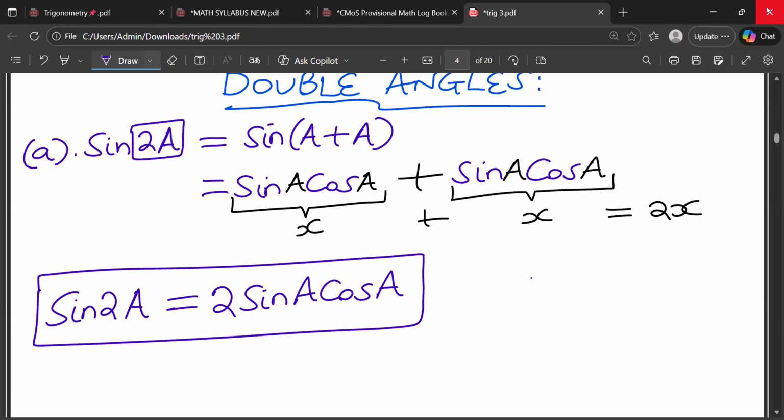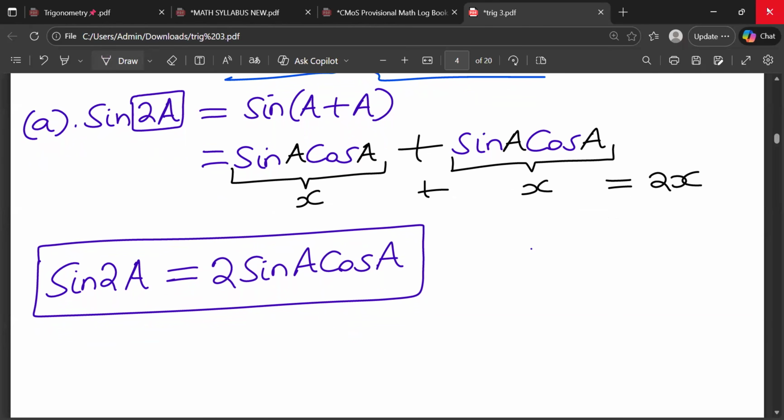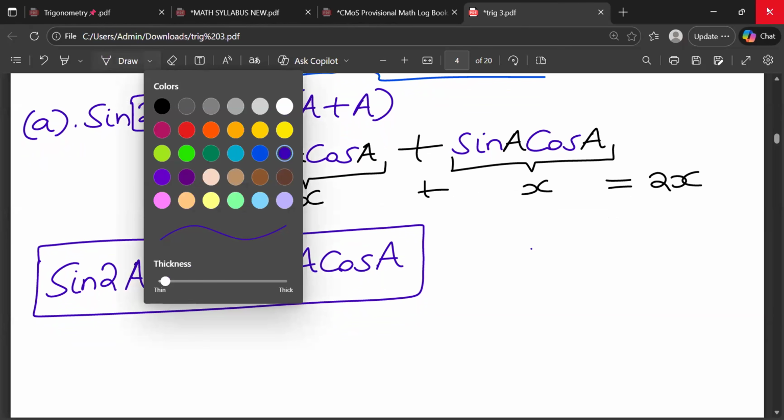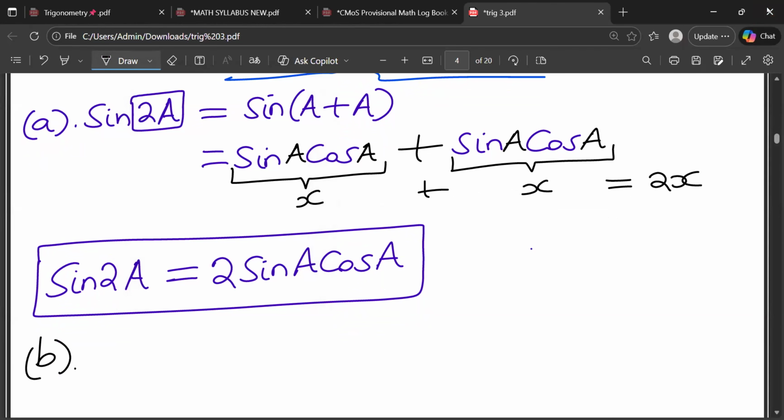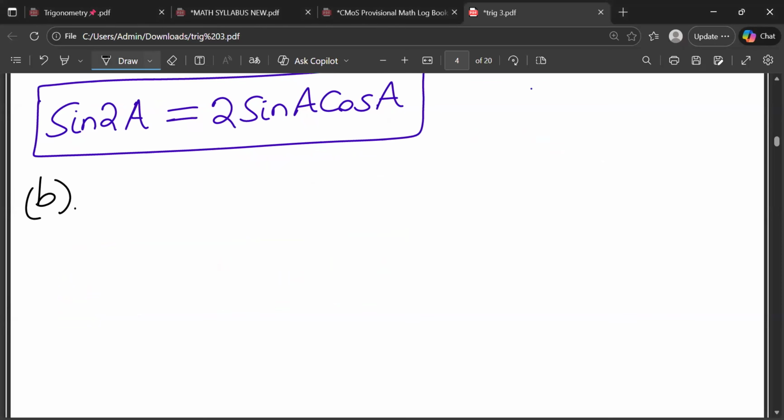I want you to look at that. If I told you okay with sine 2A, you write in the chart, we go to cos 2A. If that one is fine with you, okay, let's go. So we go to cos 2A.